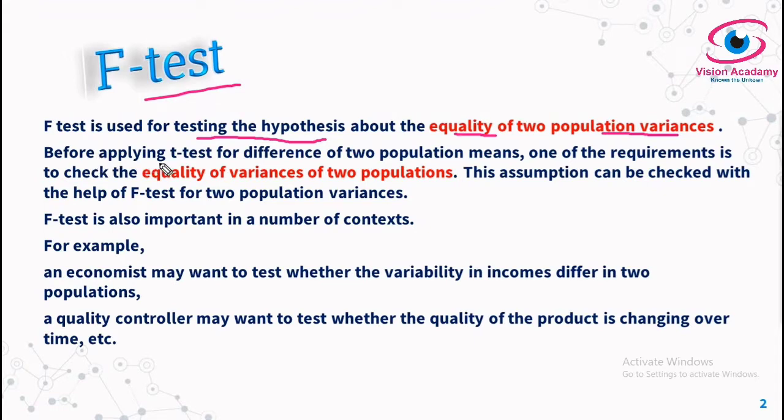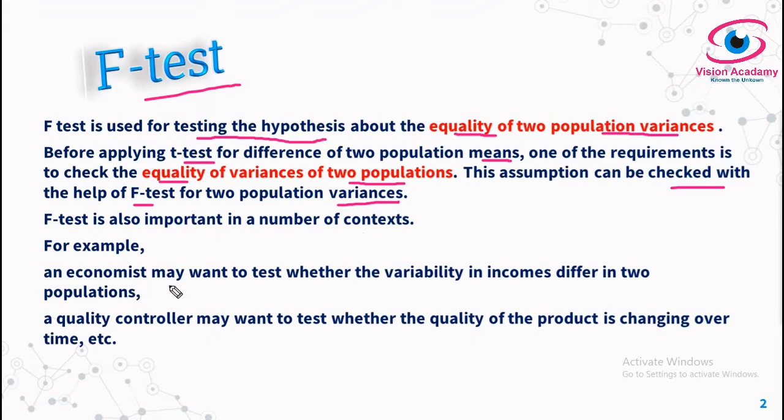You may know that before applying the t-test, while we are testing a difference between two population means, one of the main requirements is to check the equality of variance of the two populations. When we are applying the t-test to test the difference of two population means, this assumption can be checked with the help of the F-test for two population variances. So to check two population variances we use the F-test, which is a very important statistical tool in many contexts.